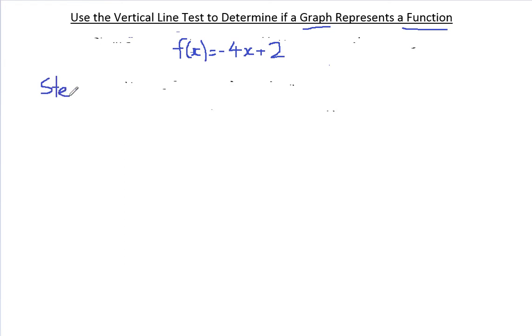So earlier on in our previous video, we learned how to find the intercept. So this is our x-axis, y-axis. Let's sketch it. So when x equals 0, y equals 2. So here x equals 0, y equals 2.